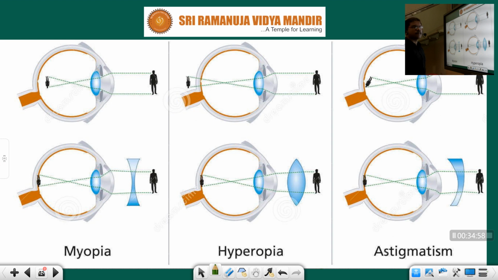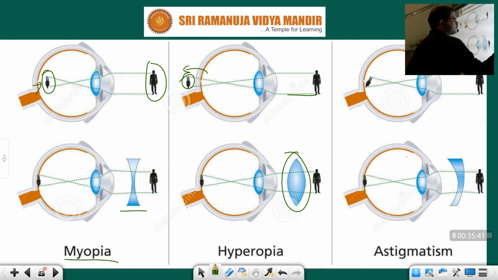So this is the overall thing, children. The diseases and their correction: myopia, hypermetropia, and astigmatism. Presbyopia is similar to hypermetropia, that's why it is not included here. Okay, children. So a person suffering with myopia, for them the distant objects' images will be formed away from the retina. We are using concave lens to correct it. A person suffering with hypermetropia, the near objects form away from the retina. In order to correct that, we are using convex lens.